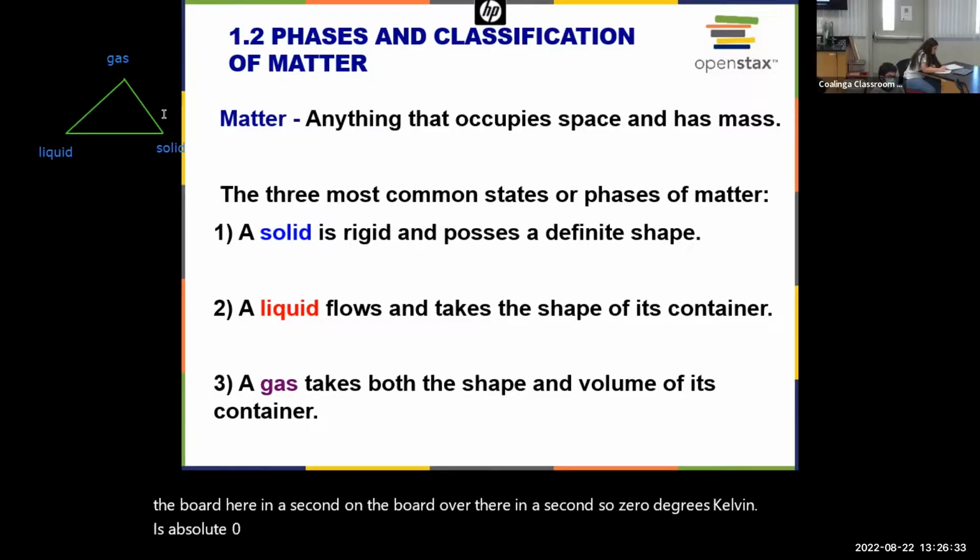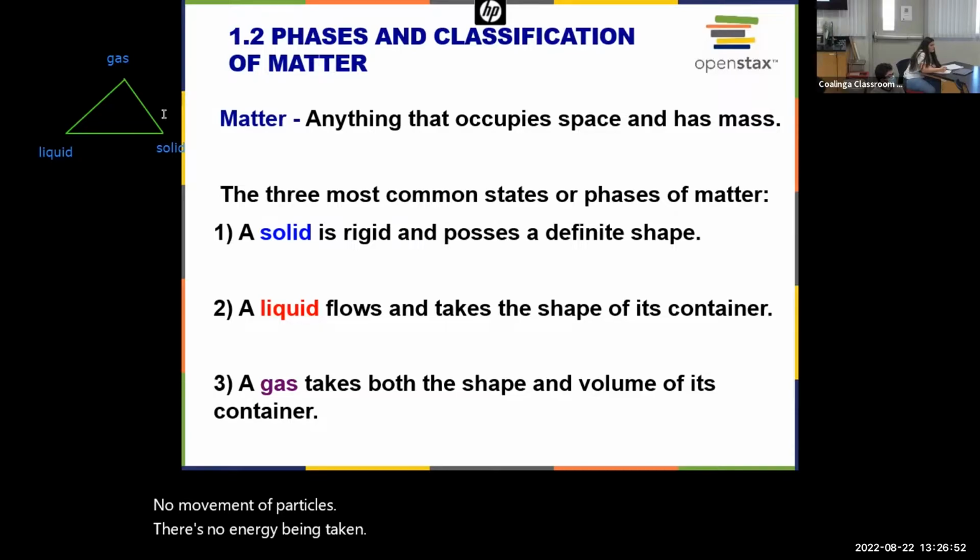But what does that mean? What does that freezing point mean? There's no movement of particles. Okay, so at absolute zero, there is no movement of particles. Zero means that there's no energy in rotation, because there's no movement of particles, right? Okay, so that's 0 K.